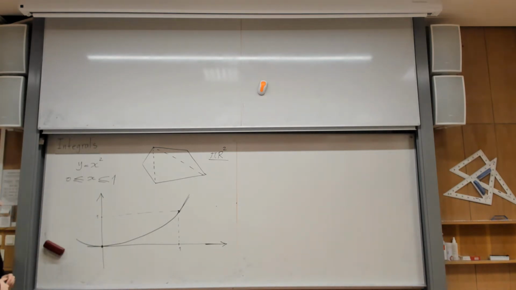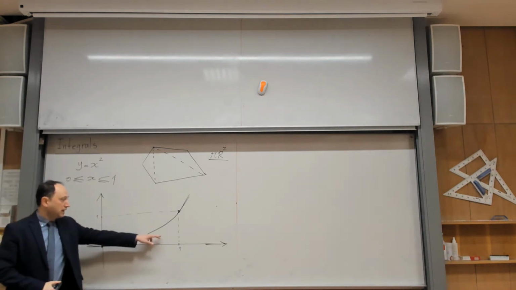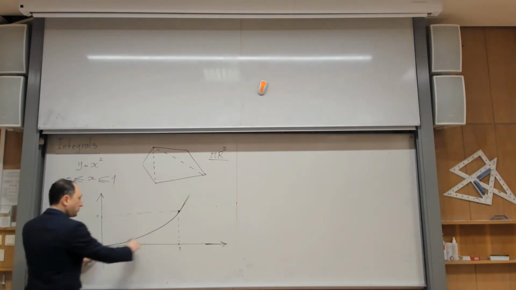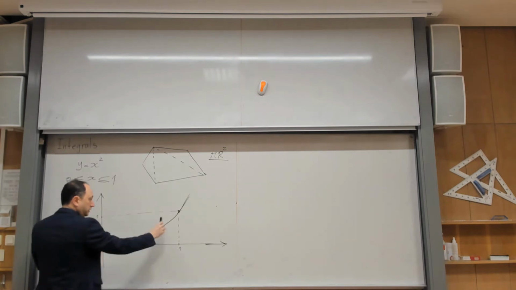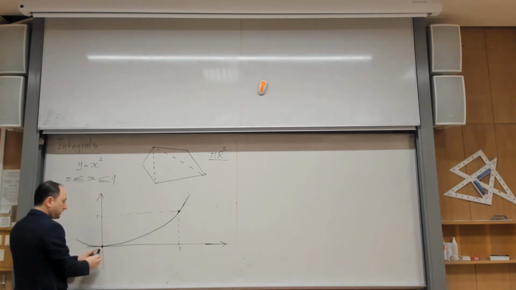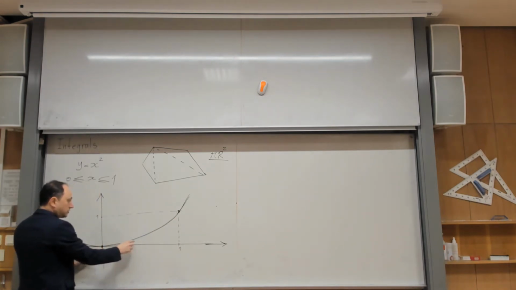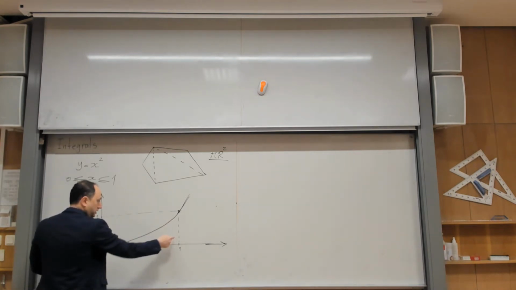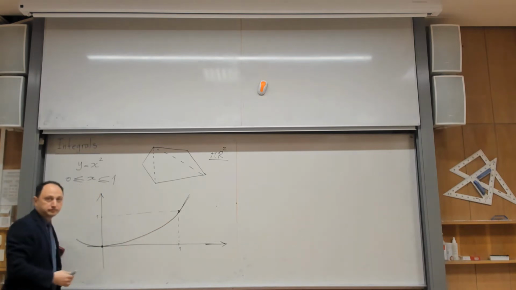My goal is to understand how I can calculate this area. It's not a triangle, of course, because this one is not a straight line, it's a curved line. This is a straight line, that's a straight line. But I am interested in finding this area which is limited between these two lines and this curve.